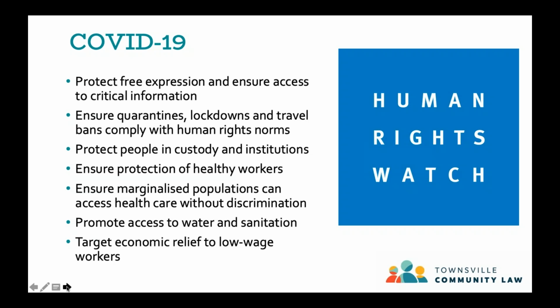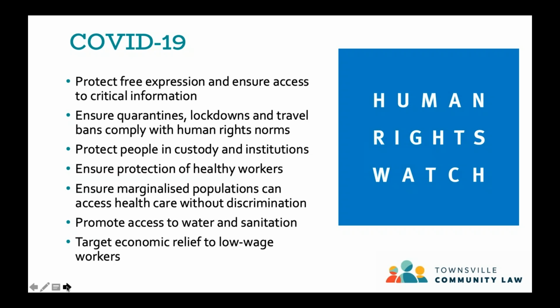And Human Rights Watch itself has said that we need to protect free expression and ensure access to critical information. This is very important. We need to ensure that quarantines, lockdowns and travel bans comply with norms. We clearly need to protect people in custody and in other institutions, including those institutions in the community, such as group homes and other places where there might be a higher risk or a more vulnerable population of people.